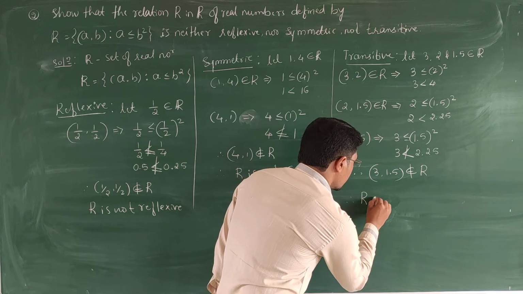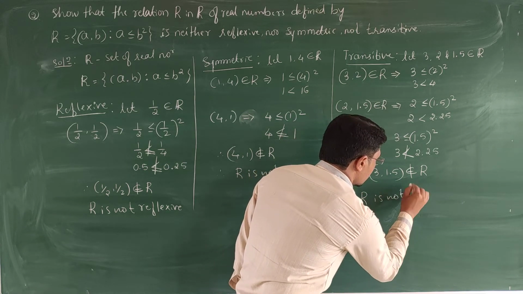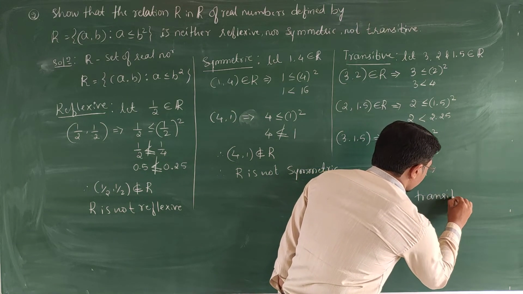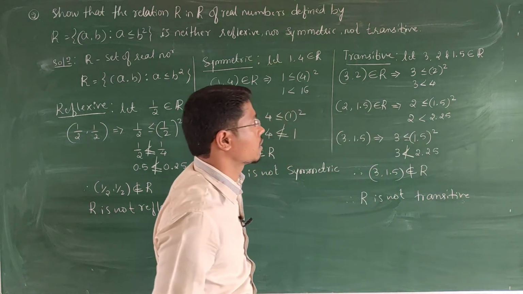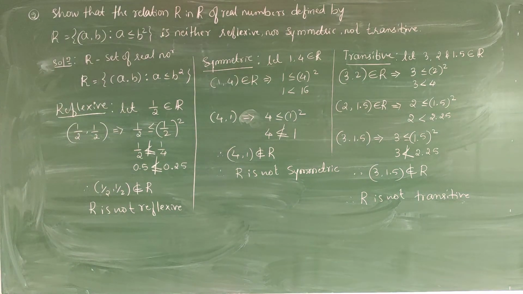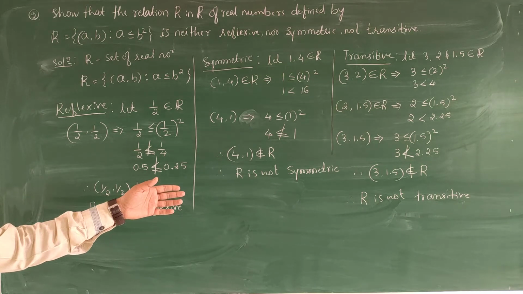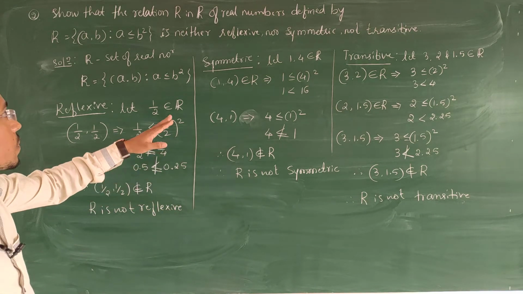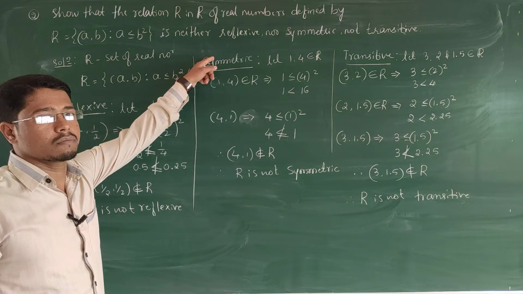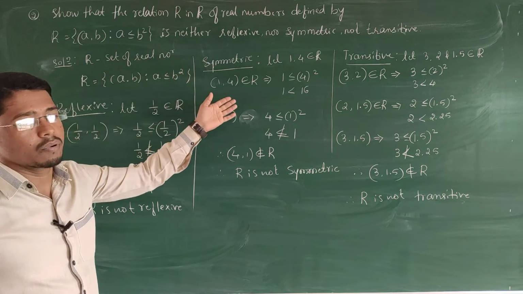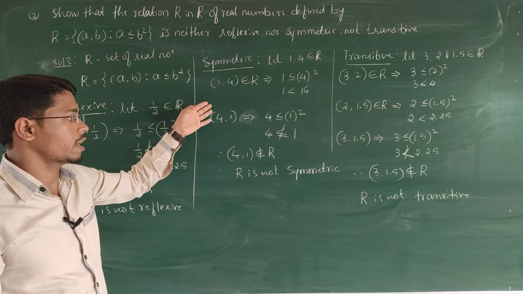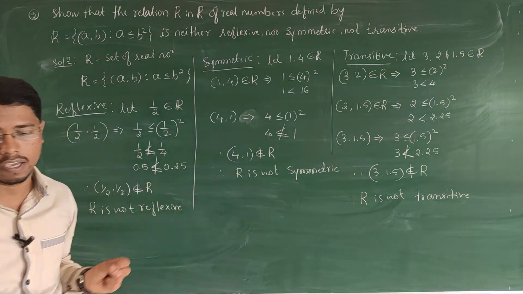Therefore R is not a transitive relation. Thus we have proved the problem: R is not reflexive, R is not symmetric, and R is not transitive. So if they directly mention such a statement, let us take direct numbers as examples, then put them in the relation and show the results.